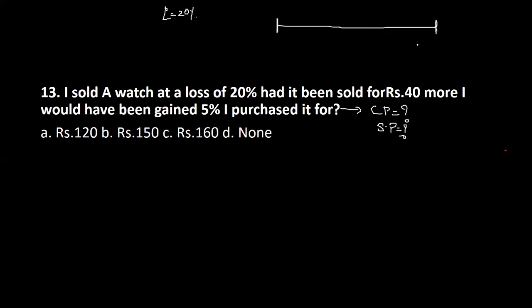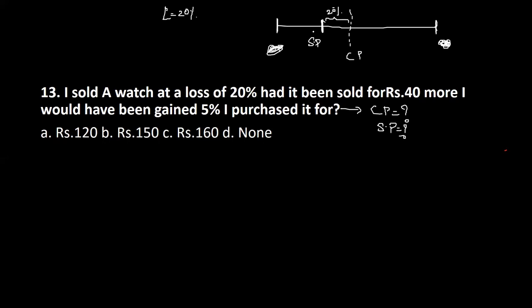Now there is some cost price and some selling price. Cost price I'll take on the left hand side, selling price on the right hand side. Okay, fine, not on the left hand side. Let us say somewhere here is the cost price. He sold it at a loss of 20%, somewhere here. Let us remove this. He sold it somewhere here. Now this is the 20% loss.